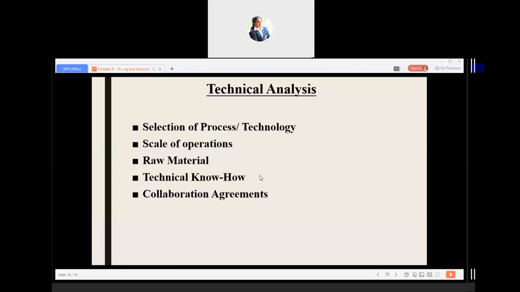Now, it should be ensured that the collaboration agreement does not infringe upon any kind of patent rights. And also, it is better to have a buyback agreement with the technical collaborator. Now, this is to ensure that the collaborator would be serious about the transfer of correct know-how and would ensure quality output.